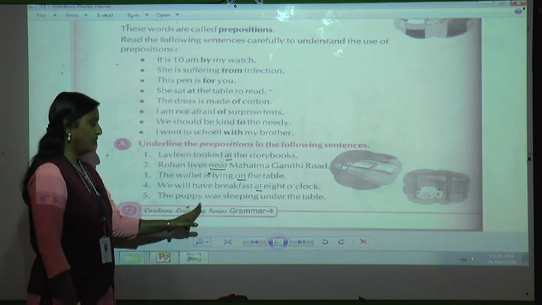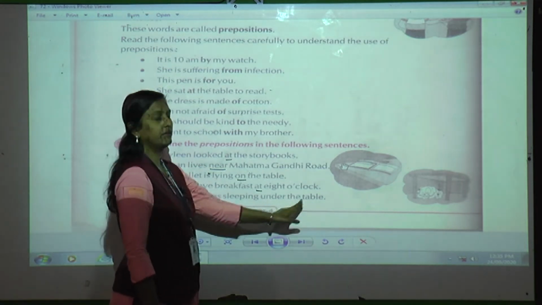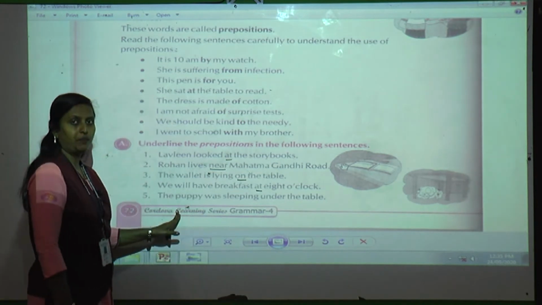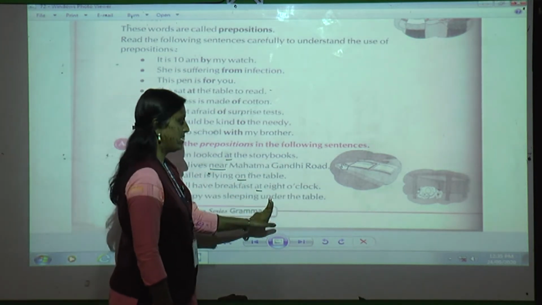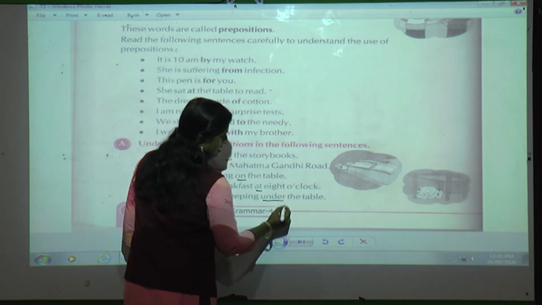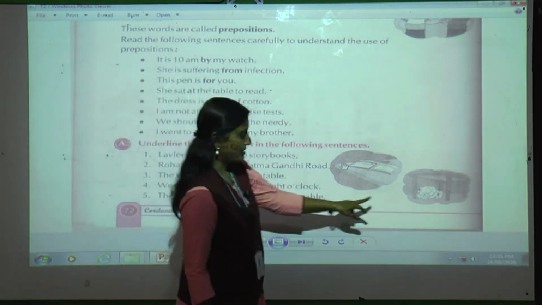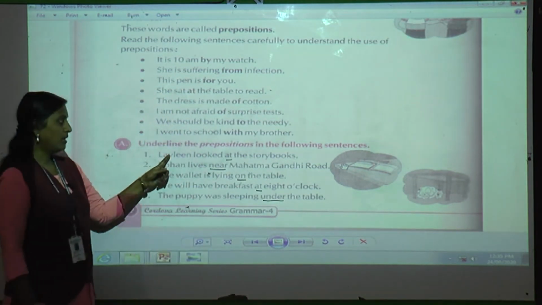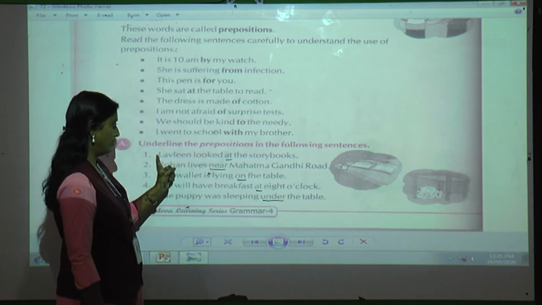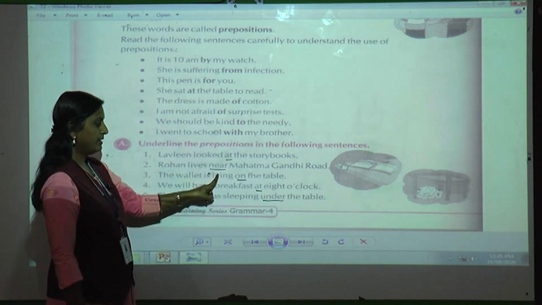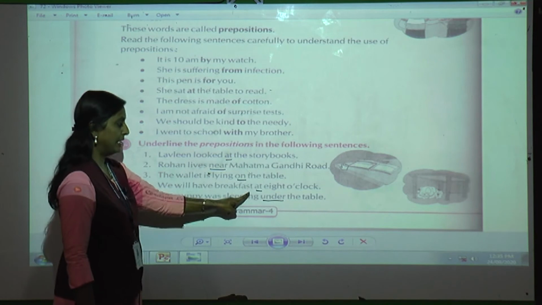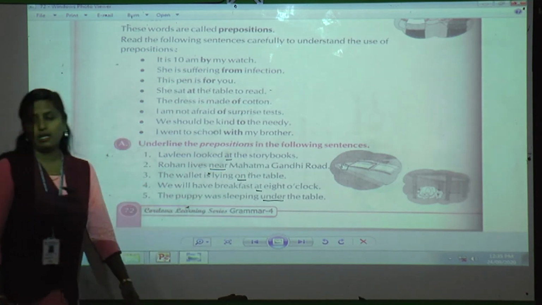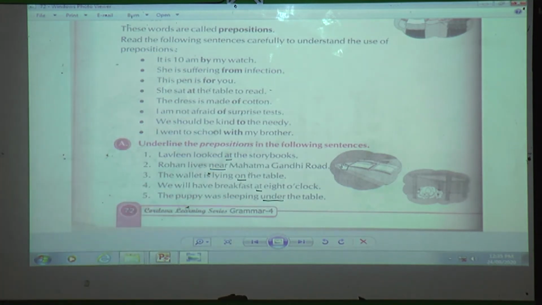The puppy was sleeping under the table. Now the puppy, where is it sleeping? Under the table. So this under shows the relation of where the puppy is sleeping. So I hope that you have underlined along with me: first, at, near, near, on, at, under, under. Done, students? Okay.